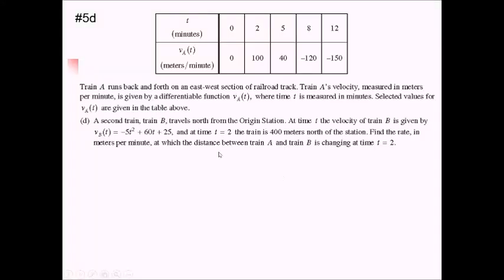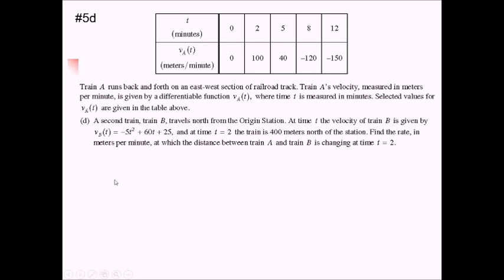For the final boss battle on this free response, we have a second train. There's always a second train, train B, traveling north from origin station. And at time t, velocity of train B is given by this VB of t function here that looks quadratic in nature. And they're telling us at time 2 the train is 400 meters north. We want to find the rate in meters per minute at which the distance between trains A and B is changing at time 2. So this is a little more complex.